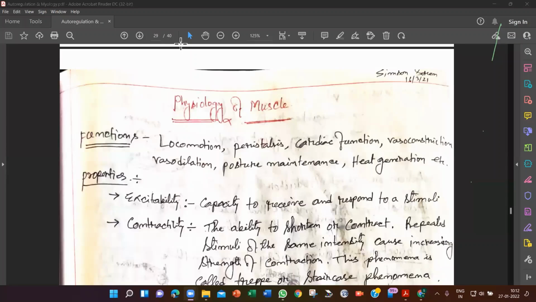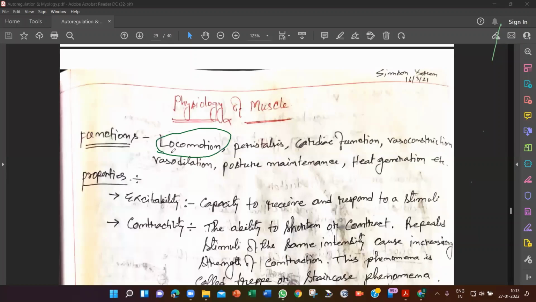So as we are starting our muscle physiology class, in the last class we talked very briefly about skeletal muscle. So what are the general concepts of the physiology of muscle? What is the function of muscle?